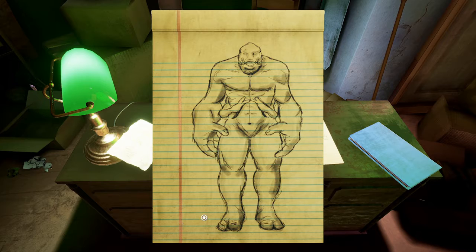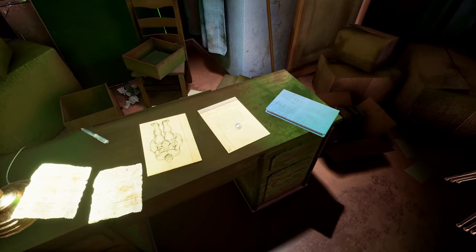Ooh, that's a big dude. No wonder they thought they were intimidating. Well, that's it. Okay, what's on this pad?